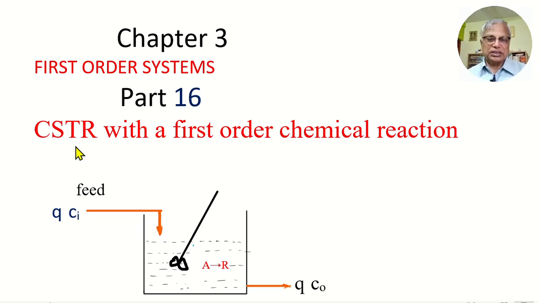So let us consider a CSTR in which a first order chemical reaction is taking place, like A gives R. So let us see what is the differential equation which will describe the dynamics of this process as well as the transfer function of this process.